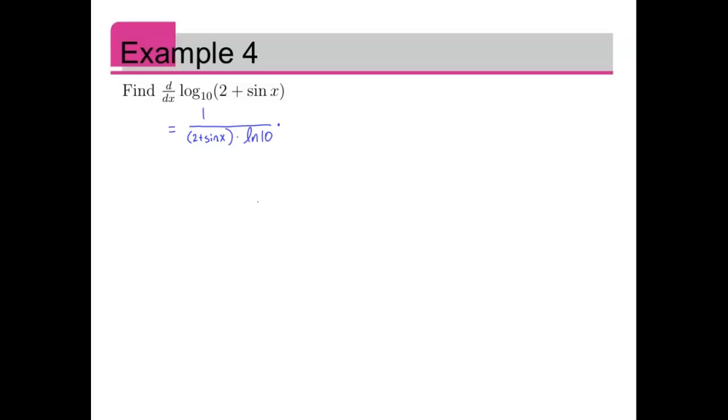And I'm going to multiply that by the derivative of the inside function, which would just be cosine, right? All right, and so let's just write that as cosine x over 2 plus sine x times natural log 10. That's it. Not really much you can do to simplify that.